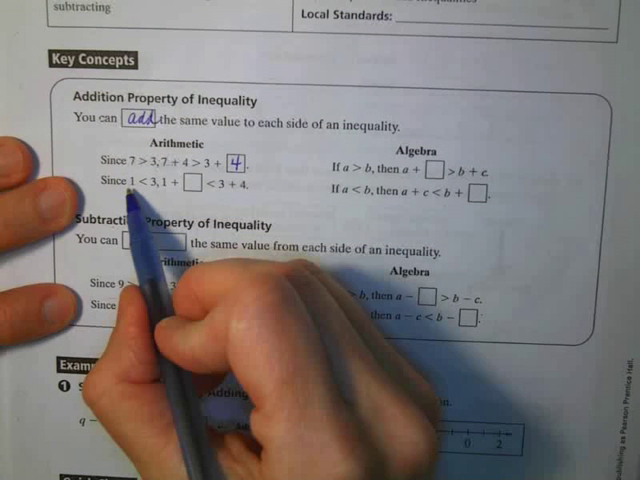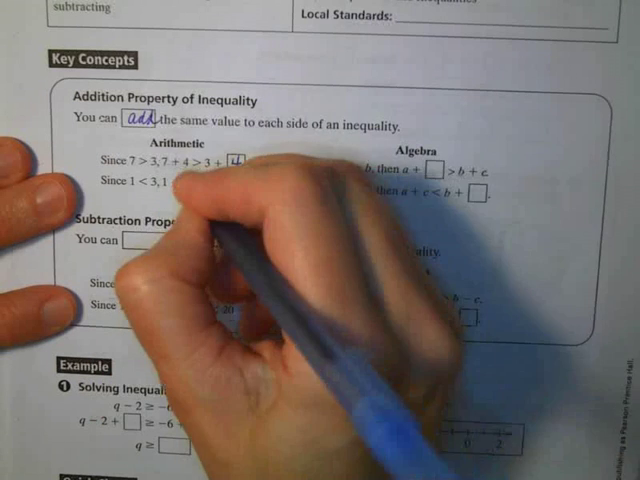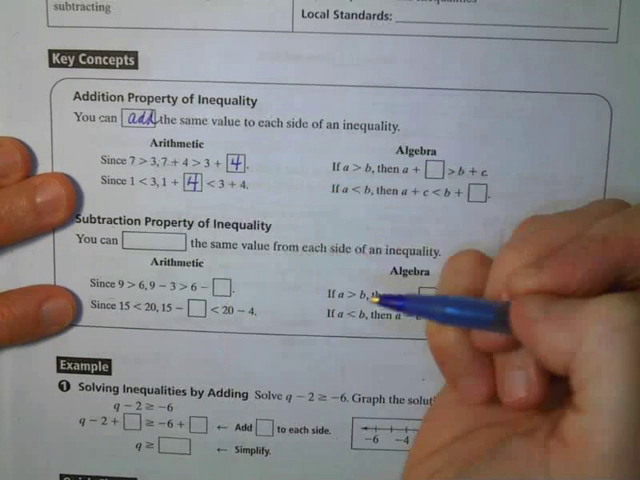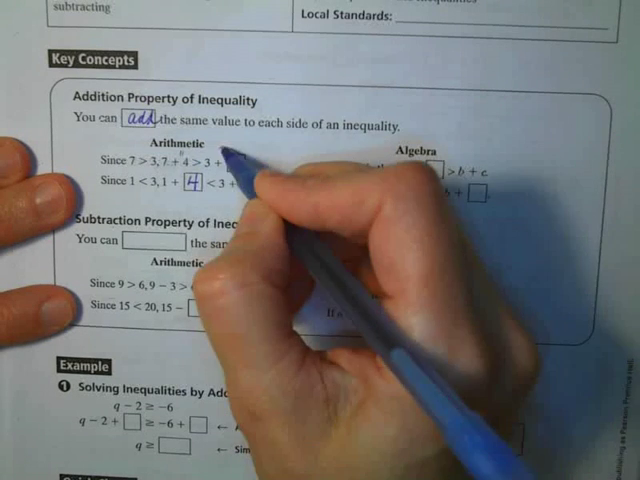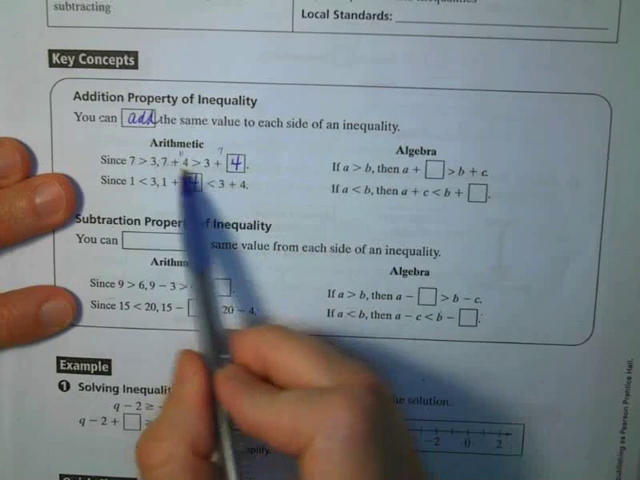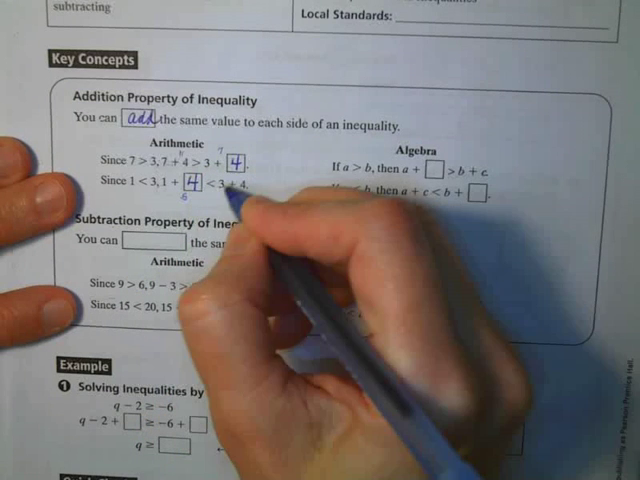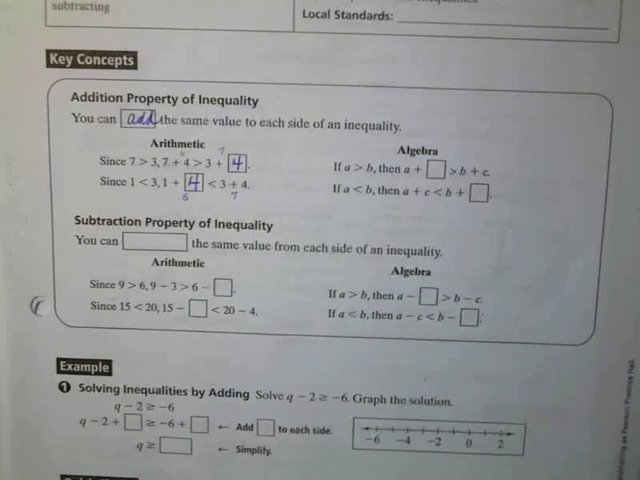Or since 1 is less than 3, 1 plus 4, again, random number, is less than 3 plus 4. If you work out the math, 7 plus 4 is 11, 3 plus 4 is 7, so the greater than remains true. 4 plus 1 is 5, 3 plus 4 is 7, 5 is less than 7. It remains true.